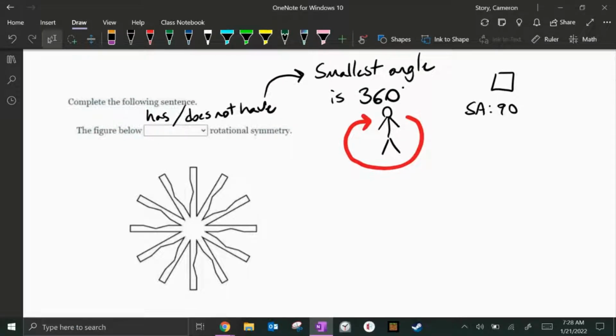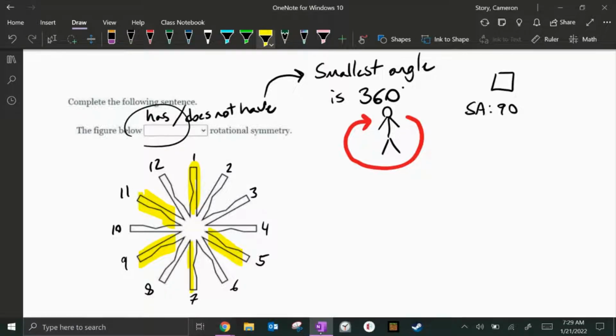Let's see. For this, I'll call these spokes. You just basically count these spokes: 1, 2, 3, 4, 5, 6, 7, 8, 9, 10, 11, and 12. Since it has 12 spokes, first of all, it does have rotational symmetry. And you'll notice that some of these spokes are faced a different way. So some of these can be kind of tricky. Okay, in this case, all those spokes facing that way tell me that if I were to rotate this spoke to that spoke, this is my angle of rotation, whatever that angle is.